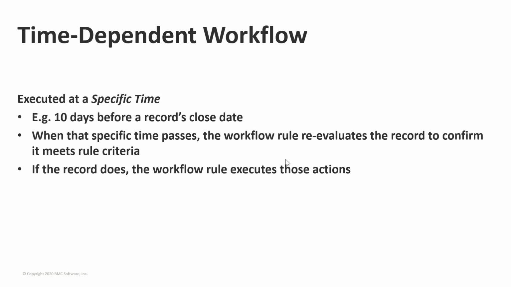Now let's review the time dependent workflow. Basically, it is an action that is going to be executed in the future based on a specific criteria that we have set for the workflow. When that specific time passes, the workflow rule reevaluates the record to confirm if it still meets the rule criteria. If the record does, the workflow rule executes those actions. But if it doesn't meet the criteria, or if the criteria changed, it won't execute the actions. Actually, the workflow rule is going to be cancelled. I'm going to show you with a specific example how it works and how a time-dependent workflow can be cancelled.